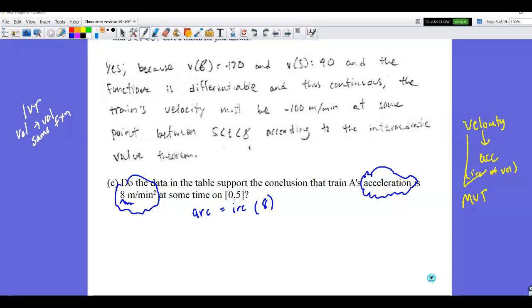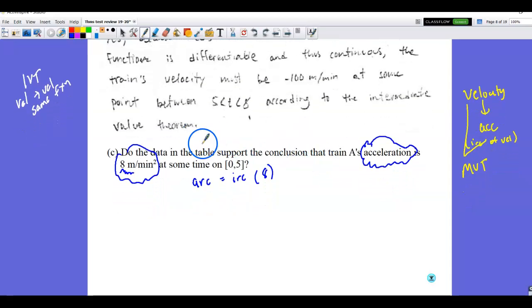So let me come back down here and write that up. Do the data in the table support the conclusion? Yes, I'll follow the student pattern. Yes, the data in the table do support. So I'm going to start with v of t is differentiable, thus continuous, on the closed interval from 0 to 5. Now, I know we only have to be differentiable on the open interval, but if we're differentiable on the closed, we're differentiable on the open, and the prompt says that this function is differentiable everywhere. So we're good to go on that.